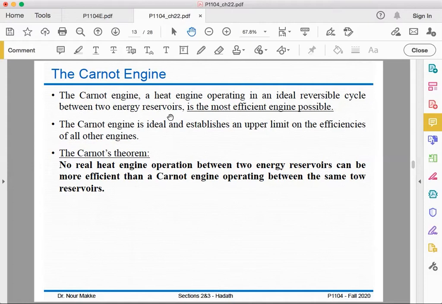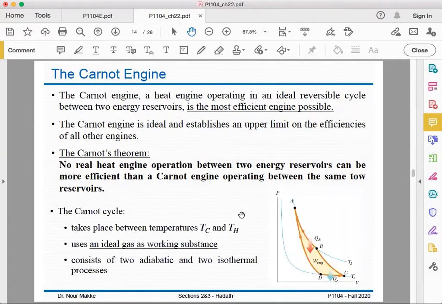It's the most efficient engine possible. And so this is why we say that the Carnot theorem states that no real heat engine operating between two energy reservoirs can be more efficient than a Carnot engine operating between the same two reservoirs. And so let's see, what is this Carnot engine and how does it proceed?